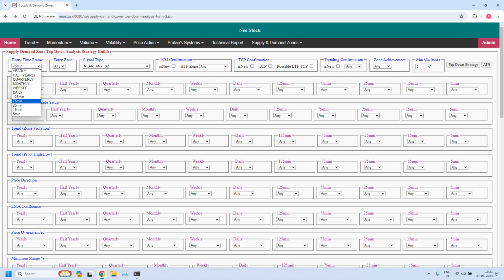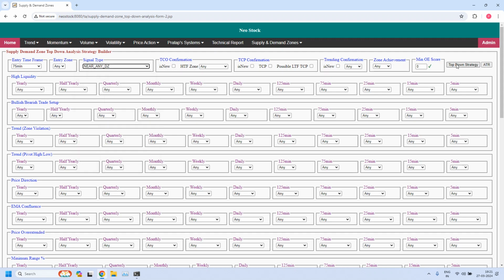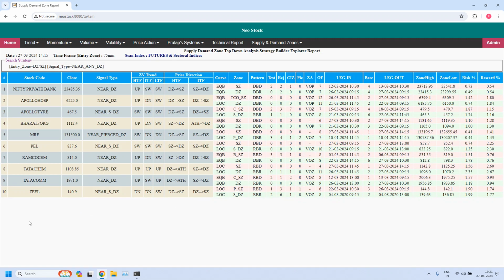So I am going back, changing the time frame to 75 minutes. Entry time frame is 75 minutes. Let us find the stocks near 75 minutes demand zone. So these 10 stocks are filtered. Now we need to identify high liquidity 75 minutes demand zone from this list. So Apollo Tyre is a high liquidity demand zone, already tested once. So you need to fine tune this zone.